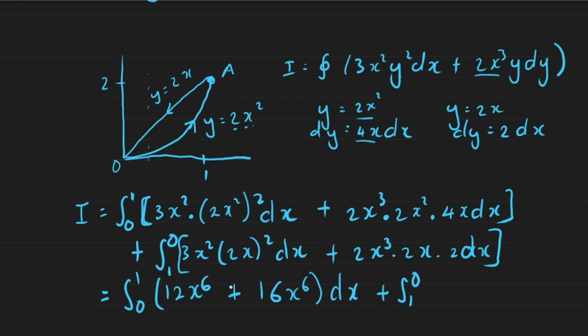X squared times x squared is x to the power 4. 2 squared is 4. 4 times 3 is again 12. So we have 12x to the power 4.